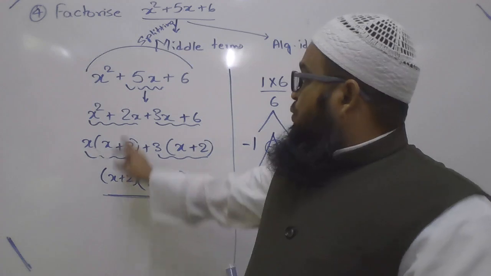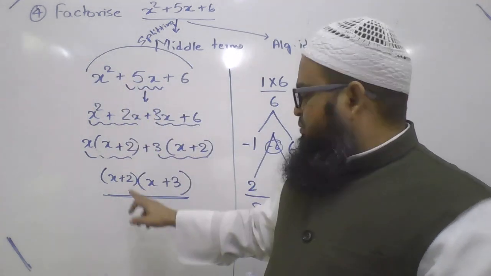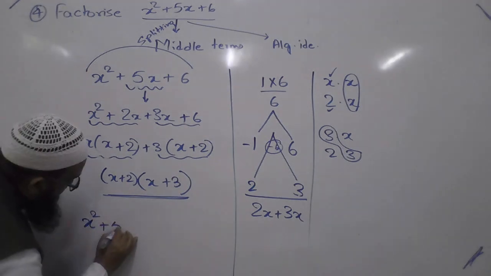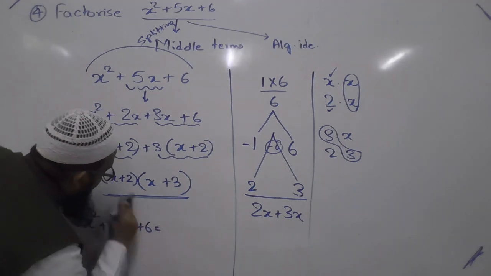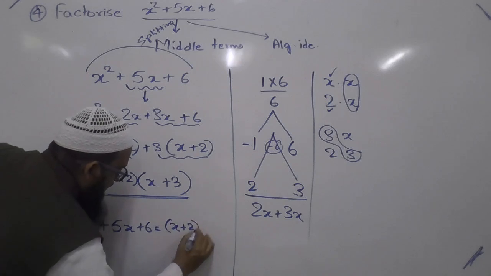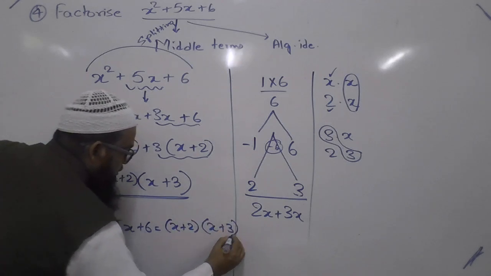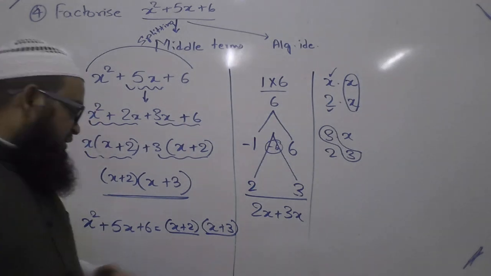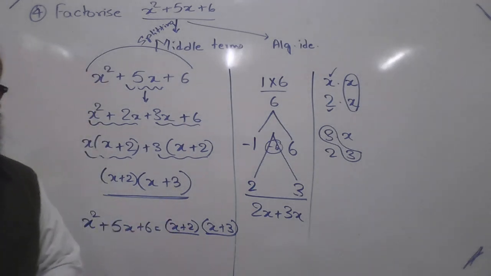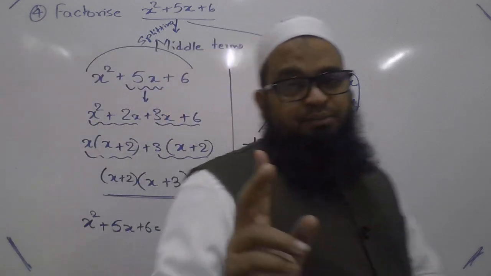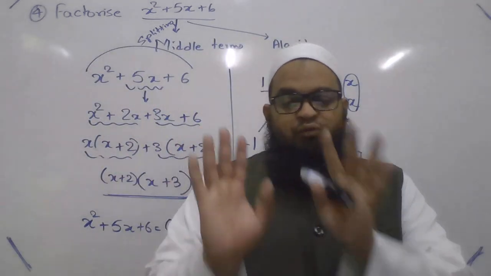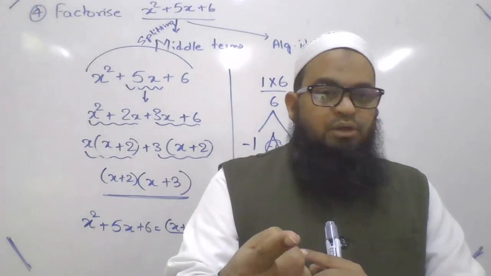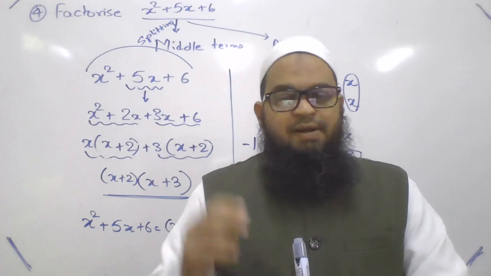So therefore we can write x square plus 5x plus 6 as x plus 2 times x plus 3. Factorize means what? Write it as a product of two terms. So did we write it? That is factorization. To practice this question, you can pause, practice the steps, and after that do it by yourself and then check if it is right.